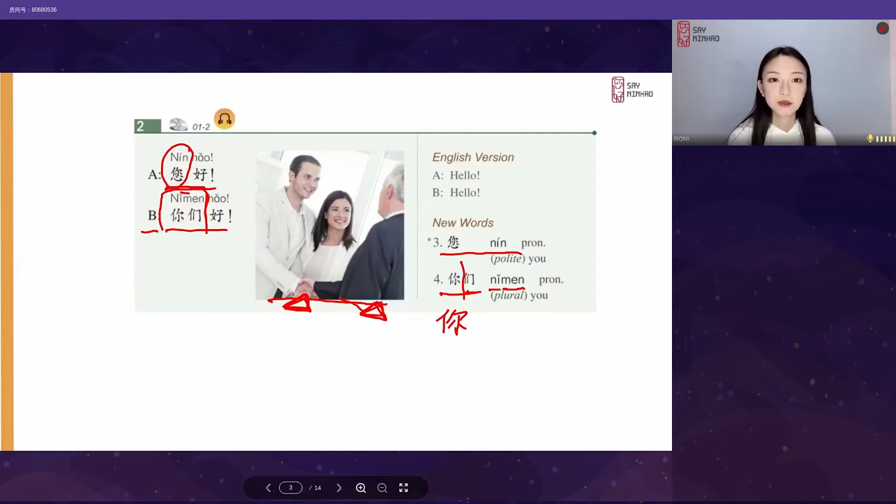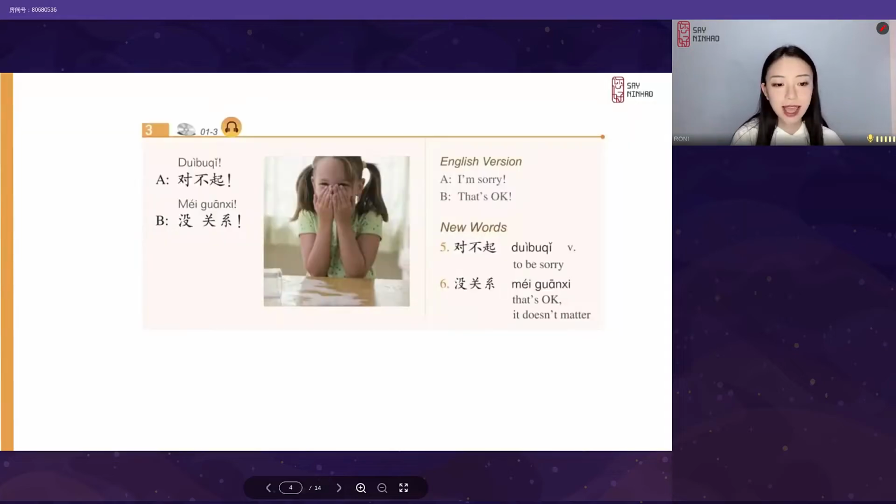Now let's try to read it from the start. Read after me, okay? 3, 2, 1. 您好. 你们好. Very good, very good. Now let's move on to next text. Next text. First, see the new words.